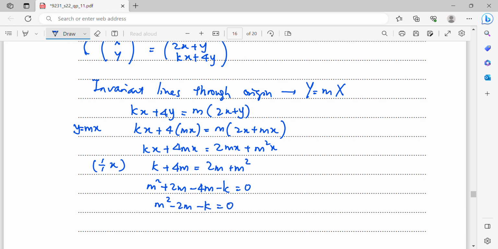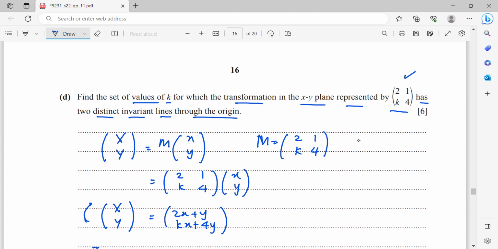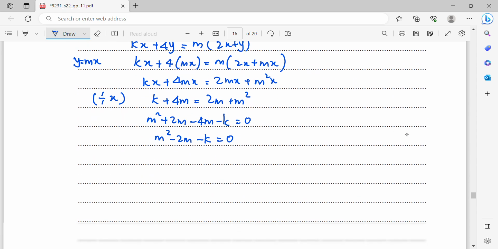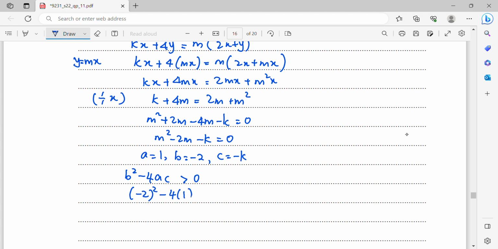So at last, you will be getting a quadratic equation which is m squared minus 2m minus k equals to 0. Okay, now, by looking at the question, there are 2 distinct invariant lines. Means that here you will get 2 different m's. So when 2 different m's, that means the discriminant will be greater than 0. Alright, so a equals to 1, b is minus 2, c is minus k. So I will start with b squared minus 4ac greater than 0. So replace b by minus 2, then minus 4, a is 1, c is minus k, then greater than 0.